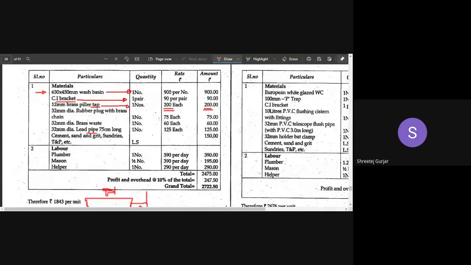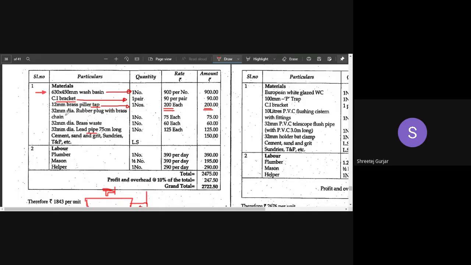Can anyone tell me the rate of one steel tap of any famous company? It is above 1,000, right? Above 1,000. If you want to fix any taps of any nice company, it is going above 1,000. So these rates are very old. So make sure you use the latest rates from the market.